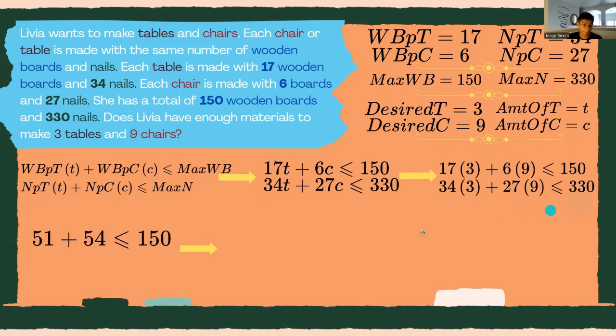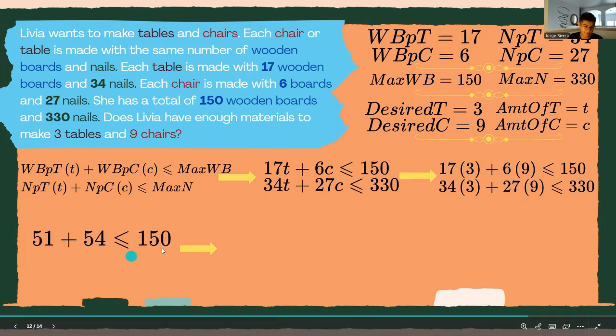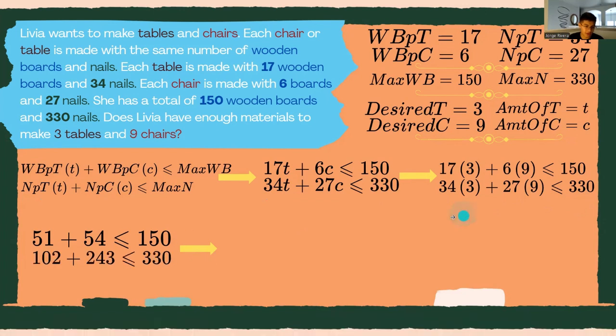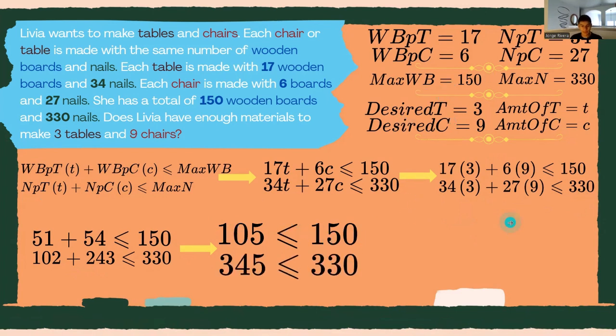She doesn't have it. All right, so if we multiply this out, that's going to be 51 plus 54. And if we multiply this out, it's going to be 102 plus 243. And so if we add these up, that means that if she wants to make 3 tables and 9 chairs, she's going to use 105 wooden boards, right? And that's going to be less than the 150 boards that she already has. And so that means that she is able to do it.